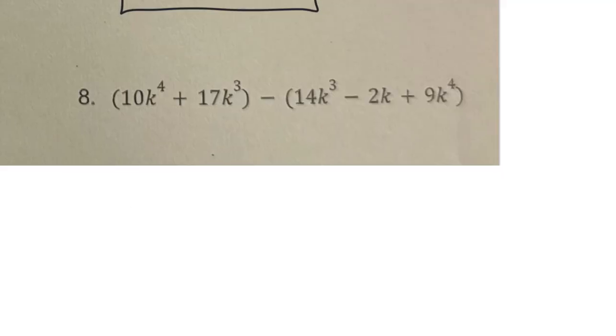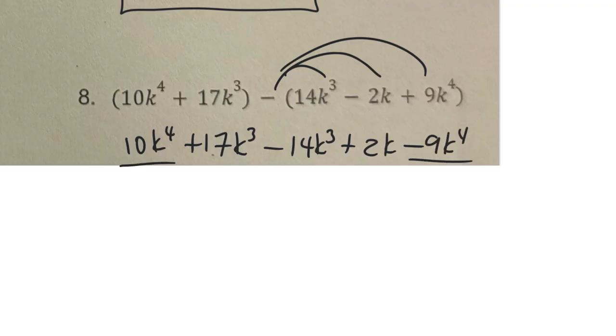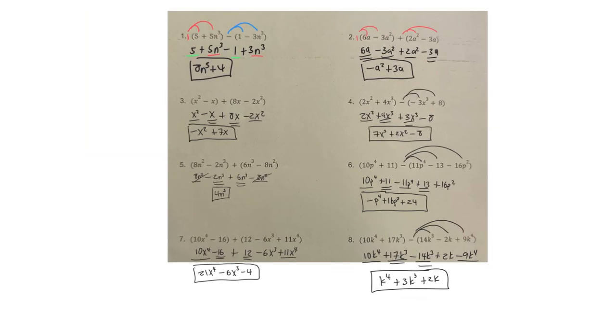Over here, of course, distributing. And then rewrite this part. Minus 14k cubed plus 2k minus 9k to the 4th. Single underline for these, double underline for these, and blank for the other. So we have just k to the 4th, double underline gives us plus 3k to the 3rd, plus 2k. Hopefully that makes sense. So that does it for that one.